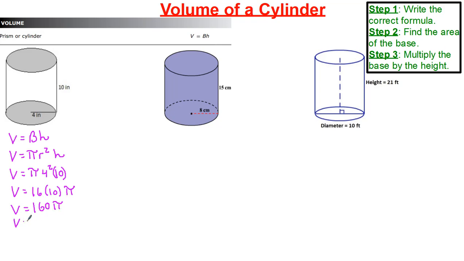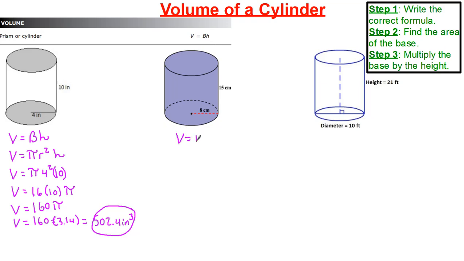Now I'm just going to go ahead and turn pi into 3.14. So 160 times 3.14. When I multiply that out, I'm going to get 502.4 inches cubed. Okay, so remember, it is inches cubed because we're dealing with volume. Let's try the second example.